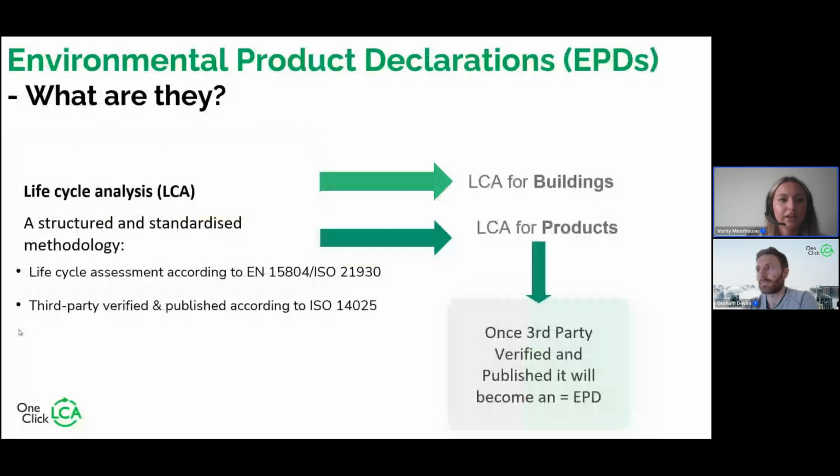EPDs are LCAs, or life cycle assessments, which is a standardized methodology for measuring the environmental impact of a material. And they are, of course, done to certain standards. The life cycle assessment standards are EN 15804 for construction products and also ISO 21930. And then they have to be third party verified and published, according to the ISO 14025 standards.